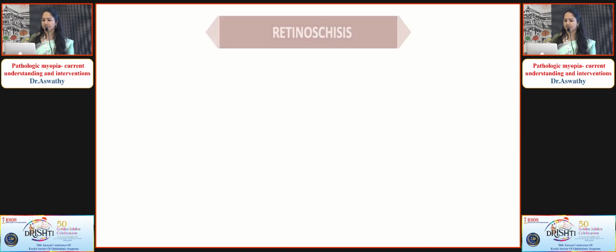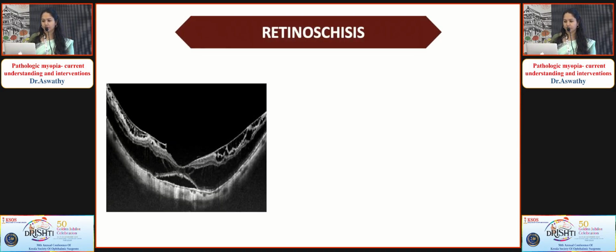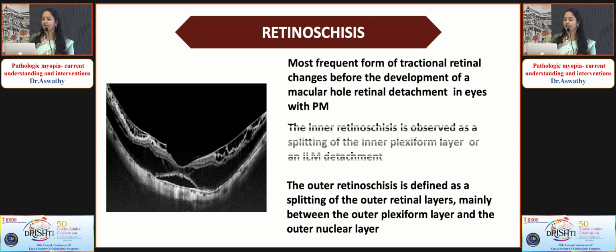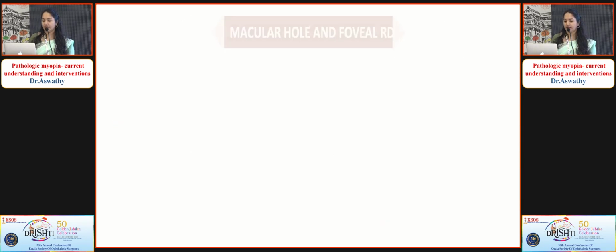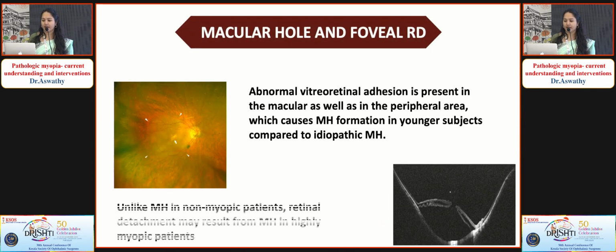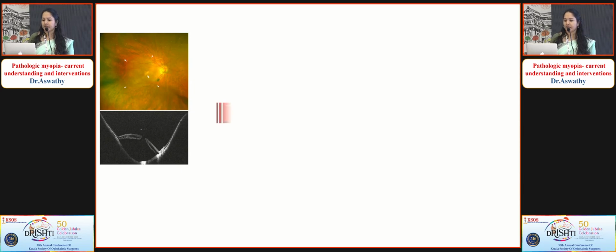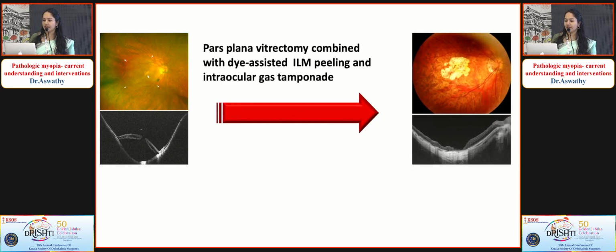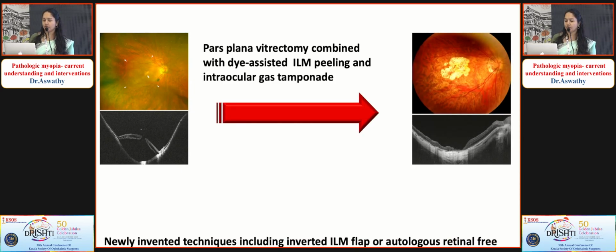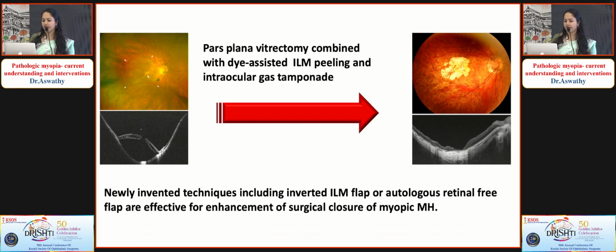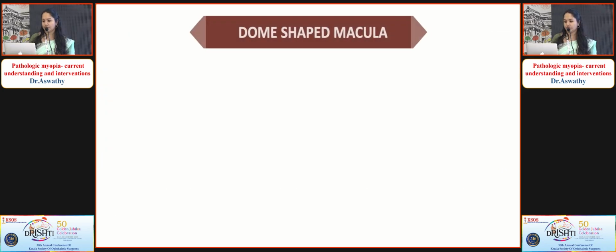There are a lot of classifications, and retinoschisis is the separation of the retinal layers. It can be inner or outer. Outer is more common, and that can lead to even a foveal detachment. And unlike the idiopathic macular hole, the lamellar hole will lead to detachment in case of myopia. And when that happens, you can go for a pars plana vitrectomy with ILM peeling and intraocular gas tamponade, and often inverted ILM flap and autologous retinal free flap are effective for better surgical closure.